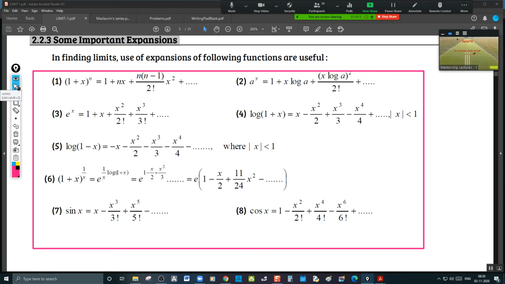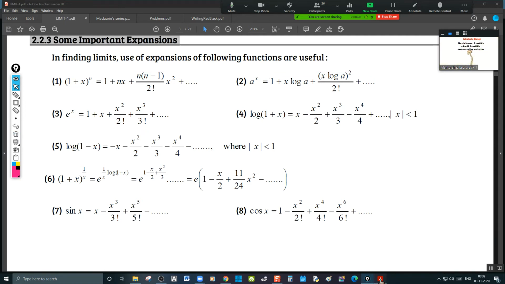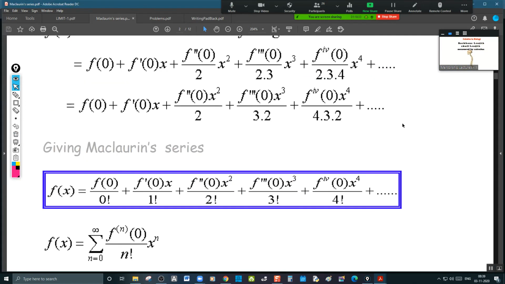For this, I have taken a short form for you to remember or to reproduce all these expansions from only one expansion, which is known as the Maclaurin series. What is the Maclaurin series? Let us see that. This is called the Maclaurin series, whatever the function is there.